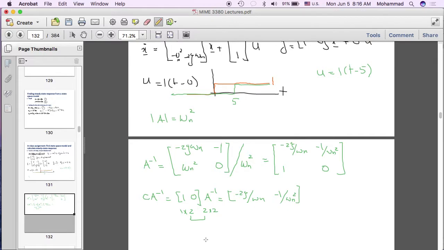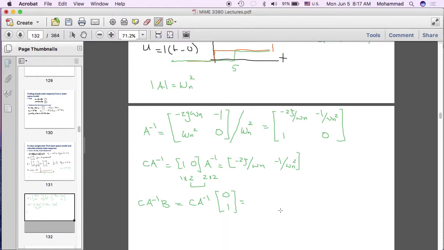Then the next step is to take C times A inverse and post multiply that by matrix B. So I'm going to write it simply as C times A inverse. But B was what? B was 0, 1. Okay, so C times A inverse is 1 by 2. B is 2 by 1. What is the expected dimension of the resulting matrix? So this is 1 by 2.